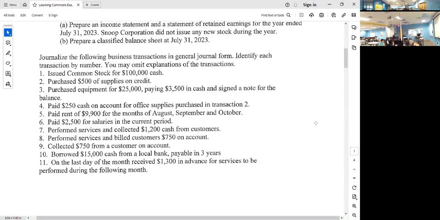Now, one of those transactions is going to have more than 2 accounts. One of them's going to have 3.